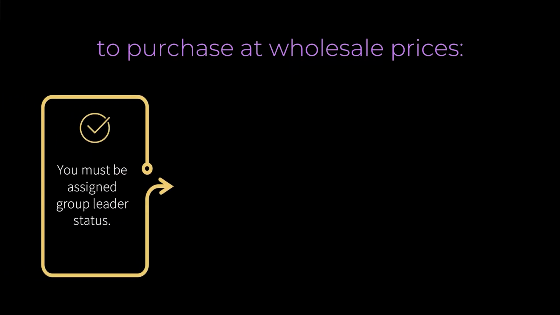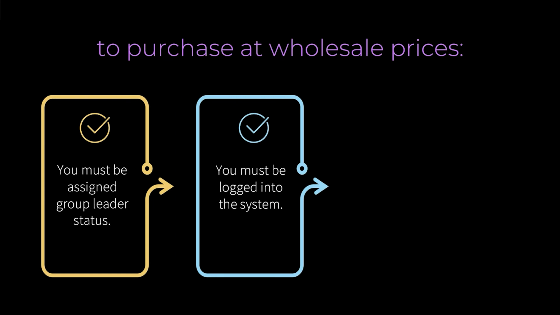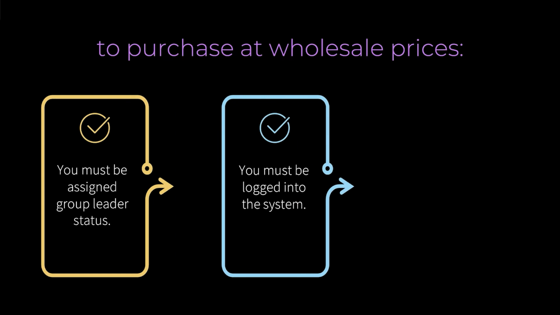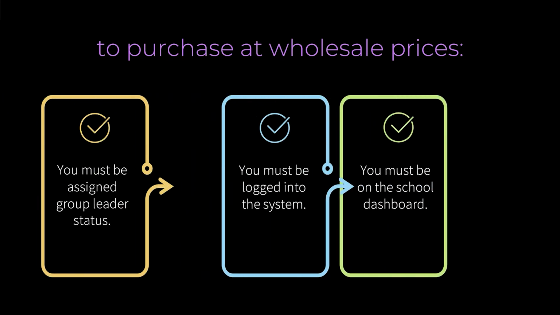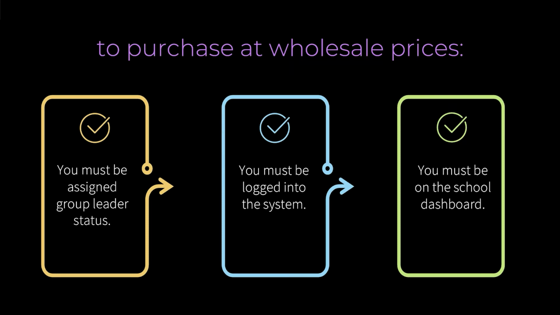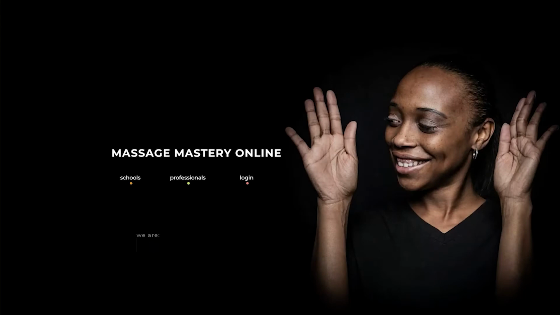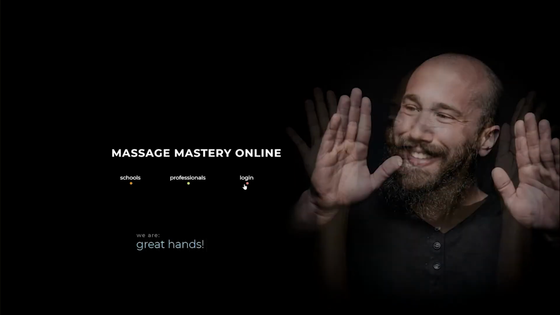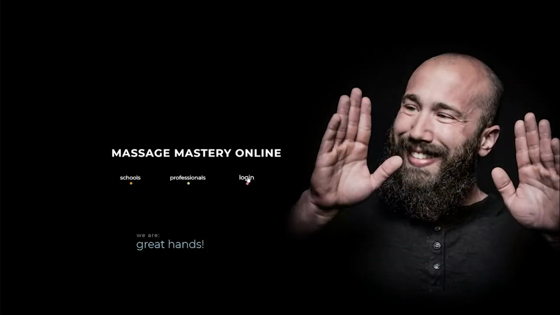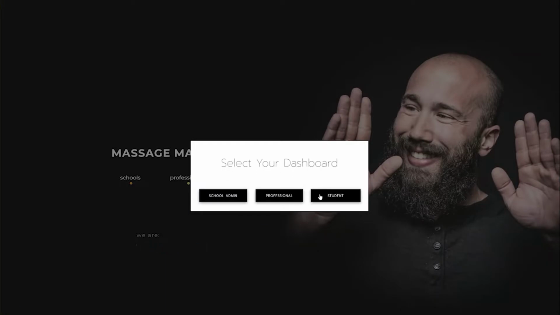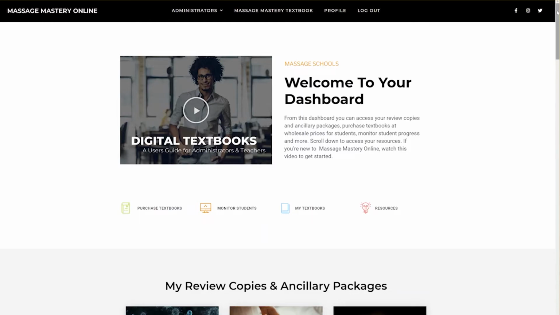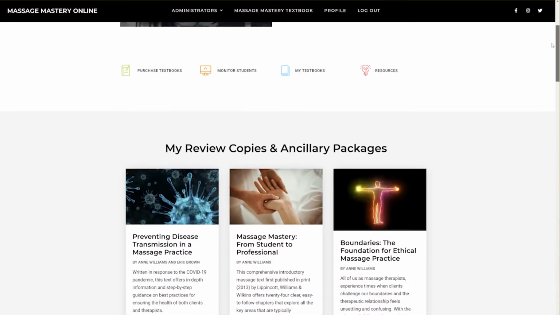To purchase textbooks at wholesale prices, you must be assigned group leader status, you must be logged in at massagemastery.online, and you must be on the school dashboard. Let's go online and take a look. Here you are at the Massage Mastery online homepage. You'll log in with your email and password and choose School to load the correct dashboard. You'll scroll down to the digital textbook catalog.